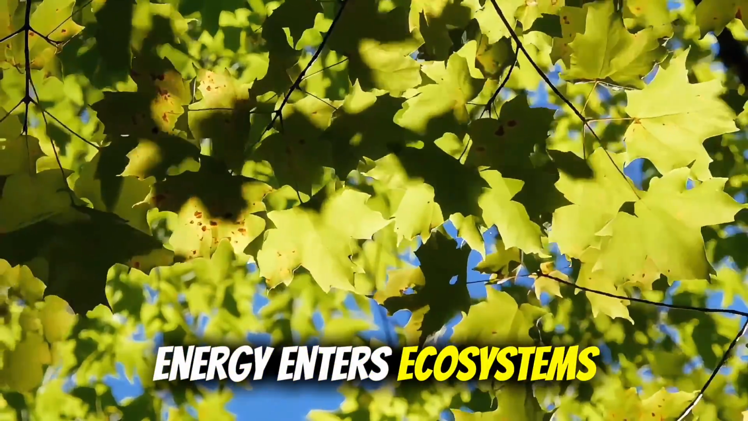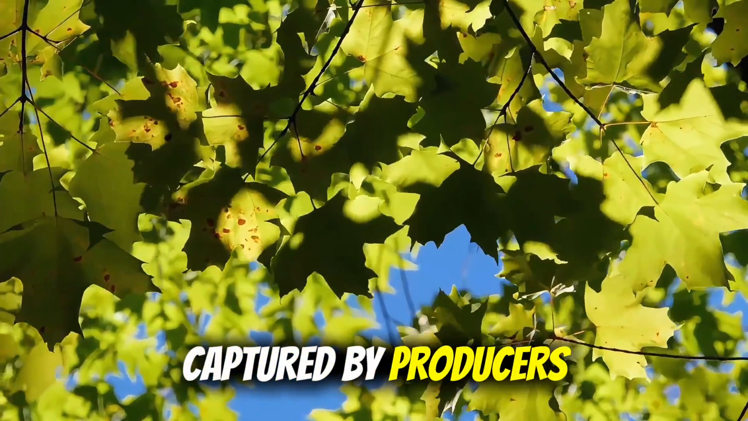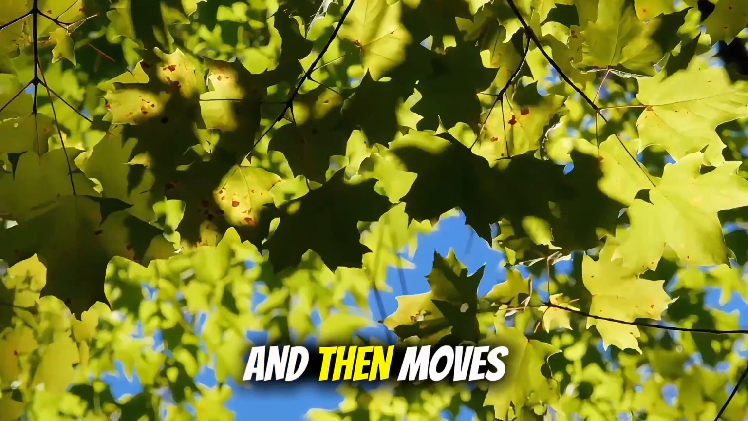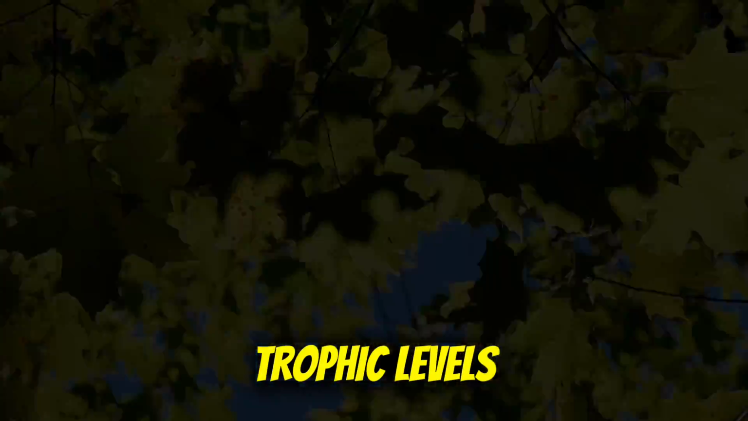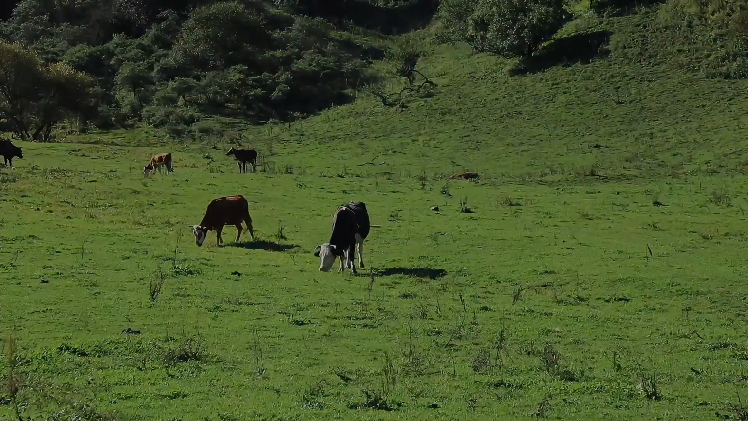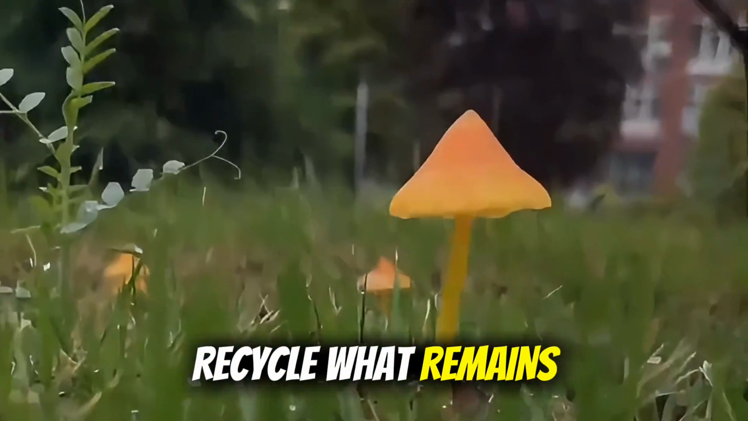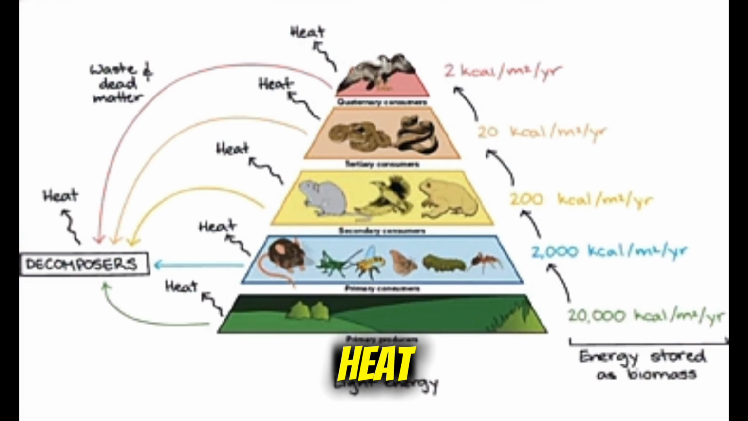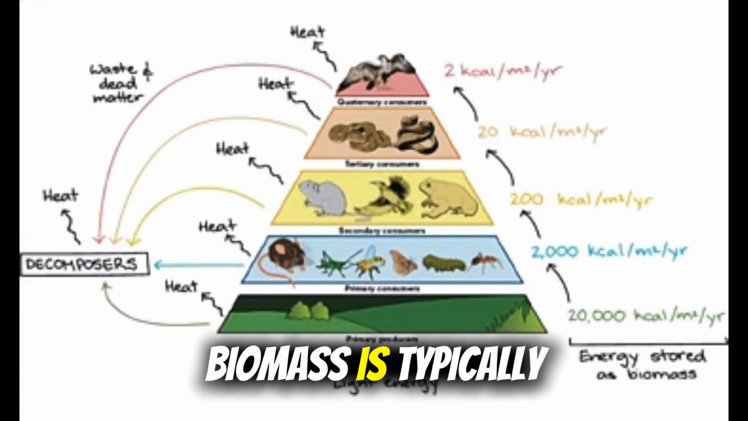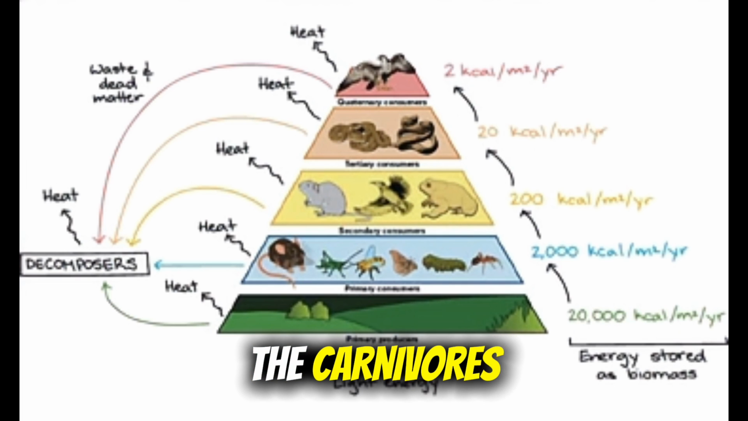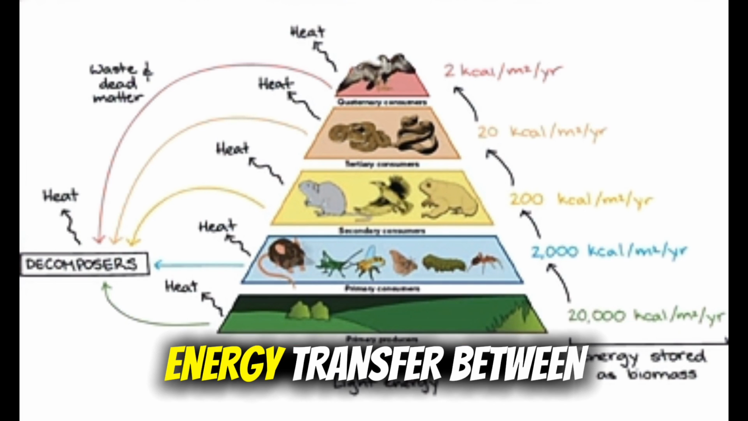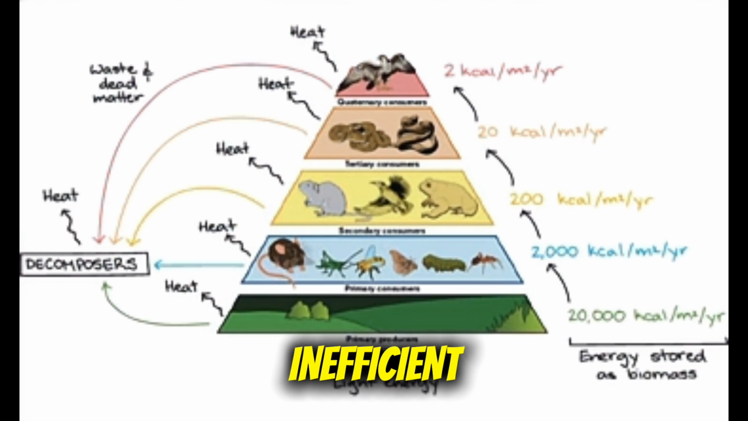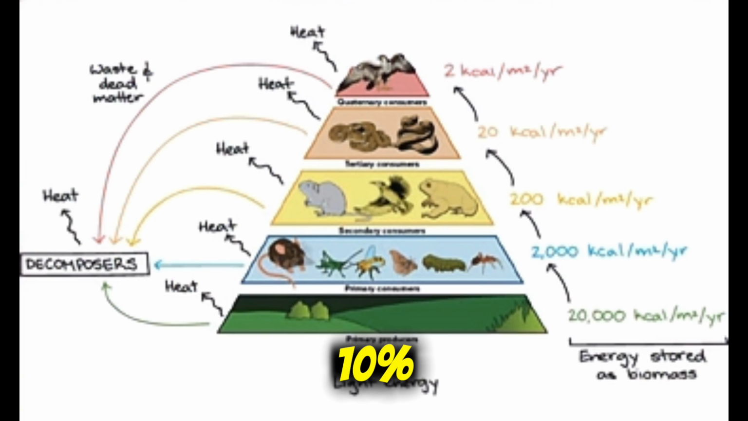Energy enters ecosystems through sunlight, captured by producers through photosynthesis, and then moves up through trophic levels. Herbivores eat the plants, carnivores eat the herbivores, and decomposers recycle what remains. Yet at every level, much energy is lost as heat, explaining why herbivore biomass is typically greater than that of the carnivores that consume them. Energy transfer between trophic levels is inefficient, usually around 10%.